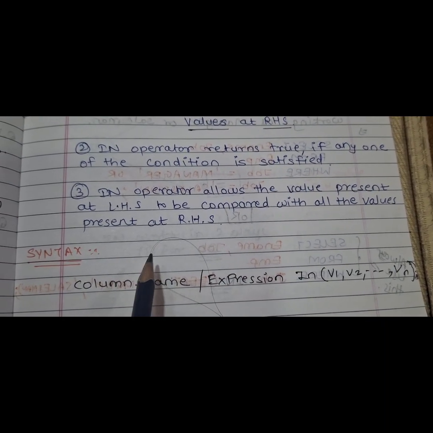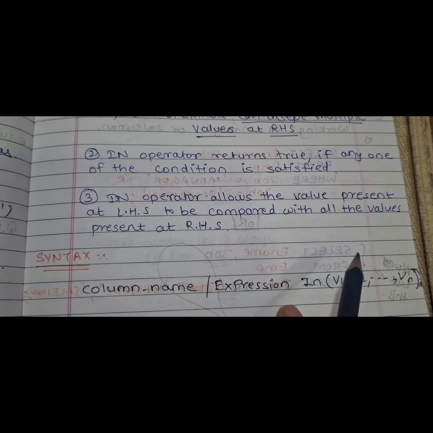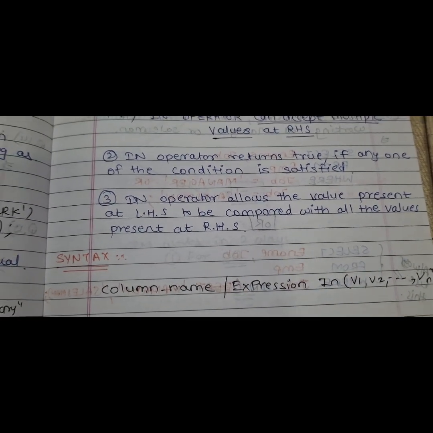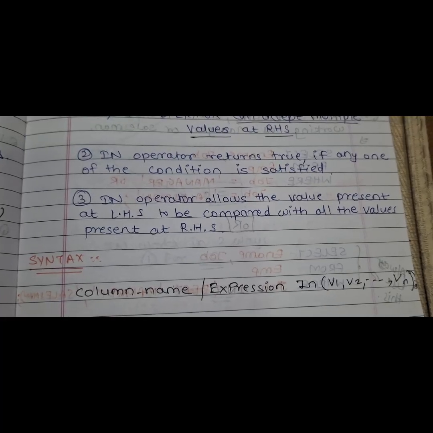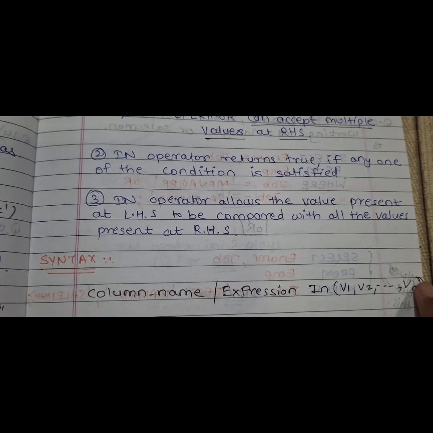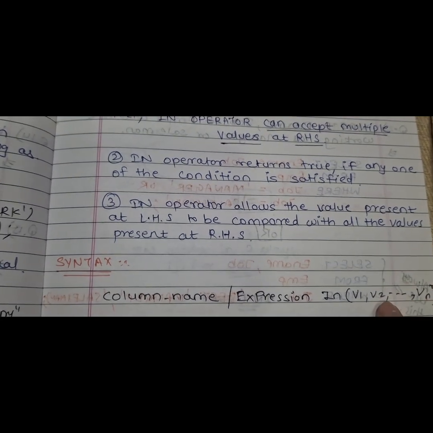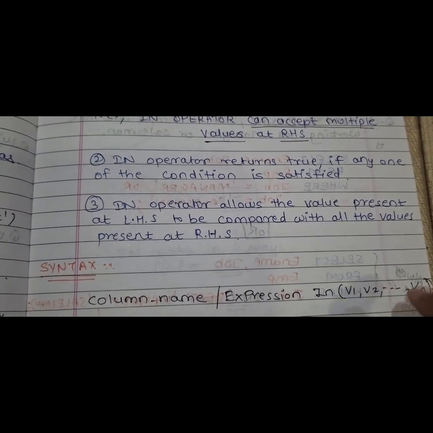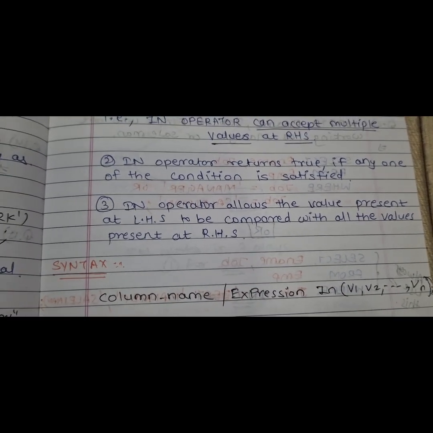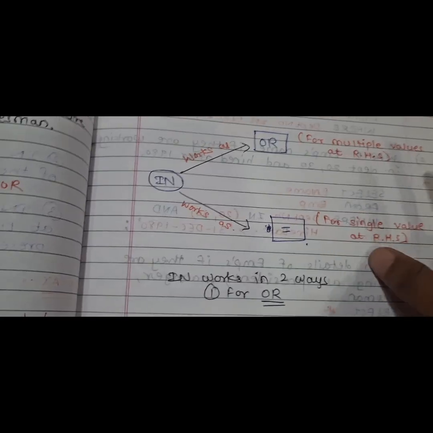In operator we write a query like select star from employee where employee number, where employee number is a column name, employee number in v1, v2, etc. till vn. So what are v1, v2? They are values, multiple values we are passing at the right hand side and we are comparing them with the left hand side. So what does it mean? Let's understand it by one of the queries.